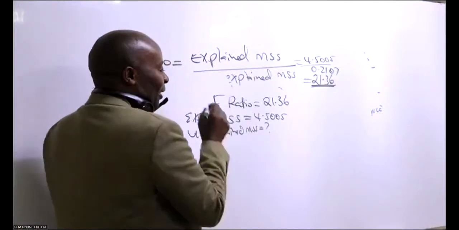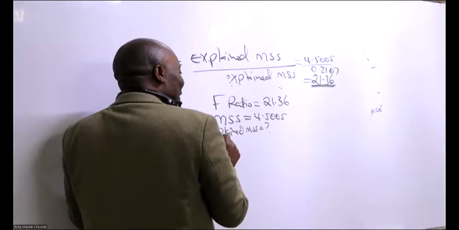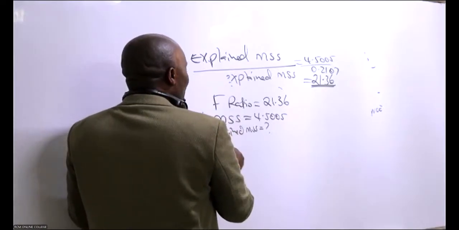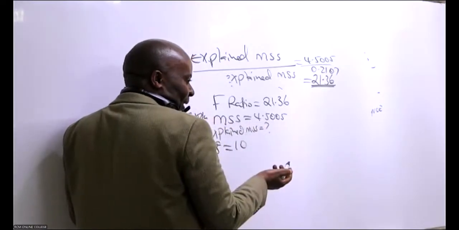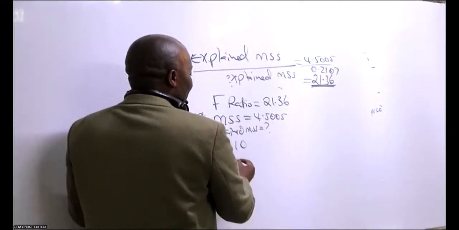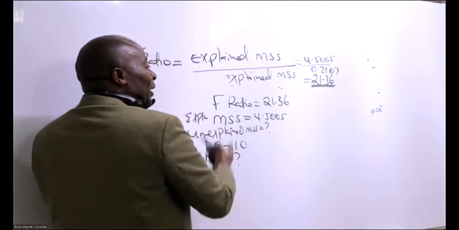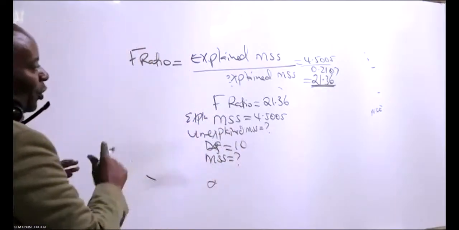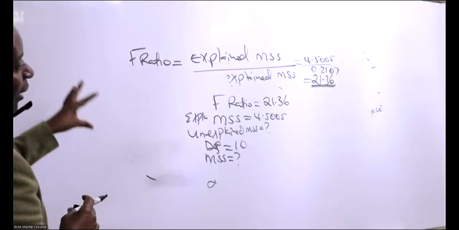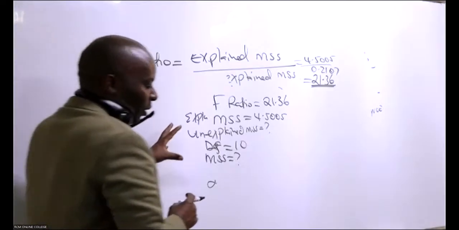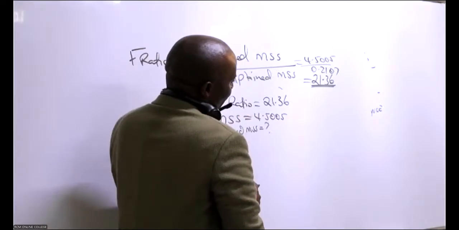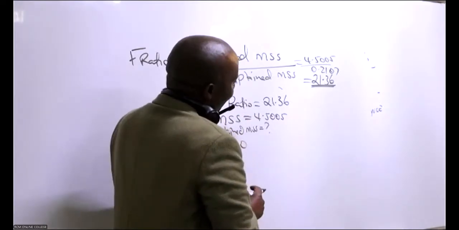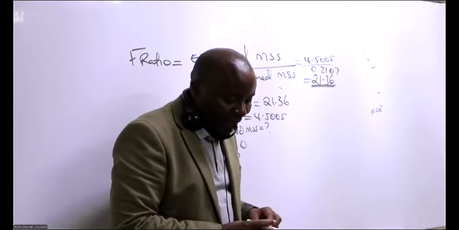So you'll see these examiners at times are very, very bright. They'll come and give you unexplained degrees of freedom, for example 10. And then they give you some MSA. So you can easily work backwards until you get whatever. So long as you're good in these formulas, you can never go wrong. The very best thing is to be conversant with these formulas. Once you have them, you can work backwards to whatever the examiner has given you.